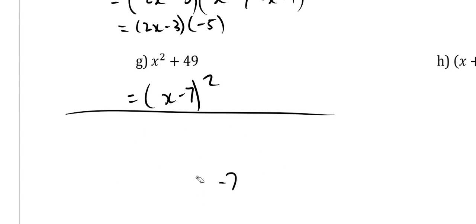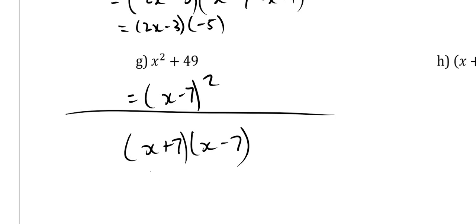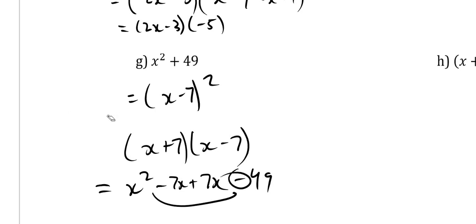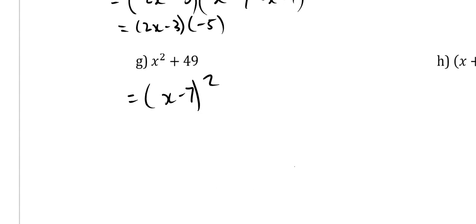The only time this works, convince yourself. Don't take my word for it, because you'll forget. Convince yourself, is when the signs are different, because I get x squared minus 7x plus 7x minus 49. The only time it works is when the signs are different, and if the signs are different, that's going to be a negative. So Emma, go ahead. What were you going to say?